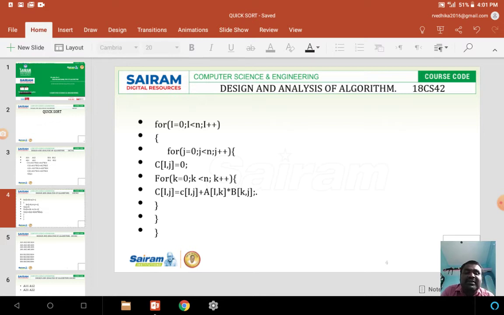So the time complexity for this algorithm is order of n cube. This is the time complexity. For this, we should always think of the divide and conquer method.